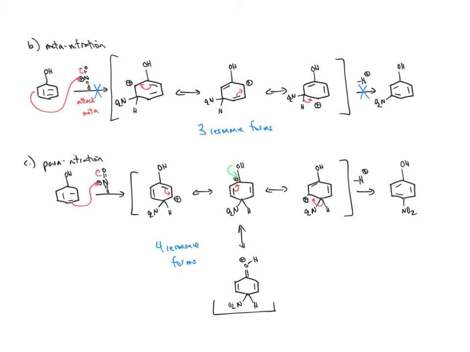And we said that these were in a 40-to-60 ratio. Let's take a step back, and so you're going to form a little bit more of the para nitro product, which doesn't have that steric occlusion.